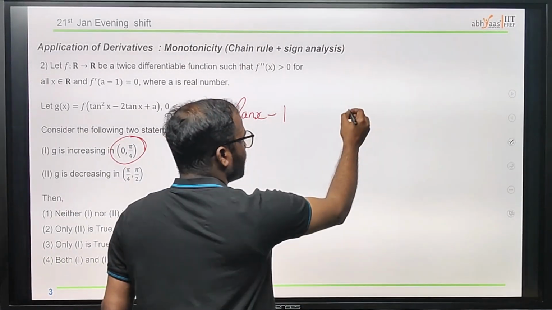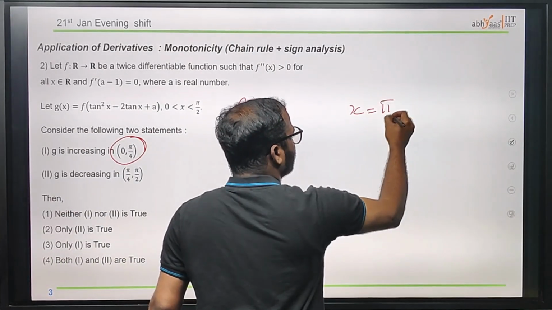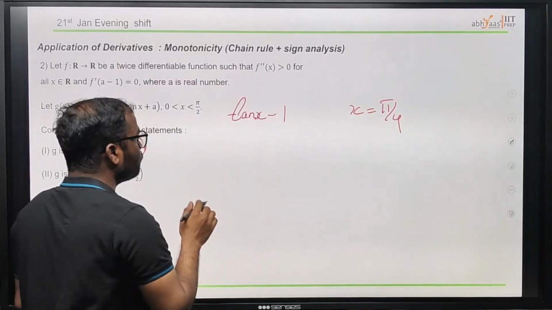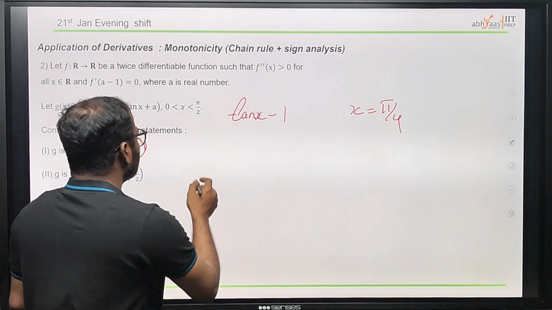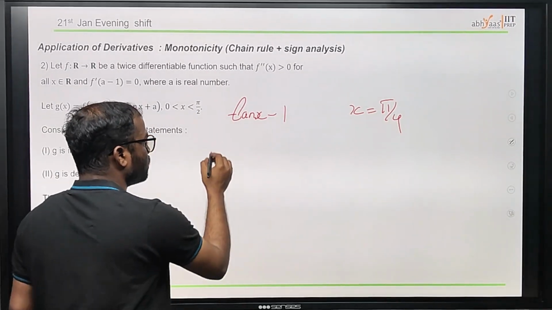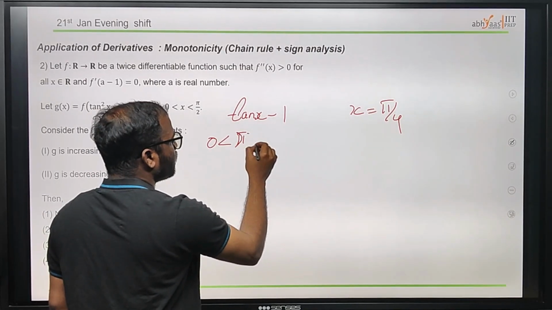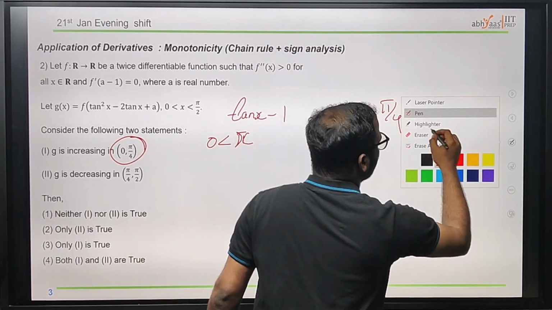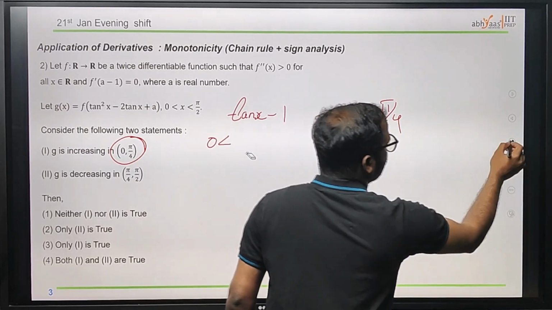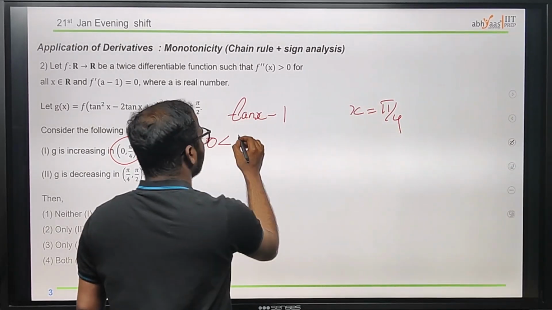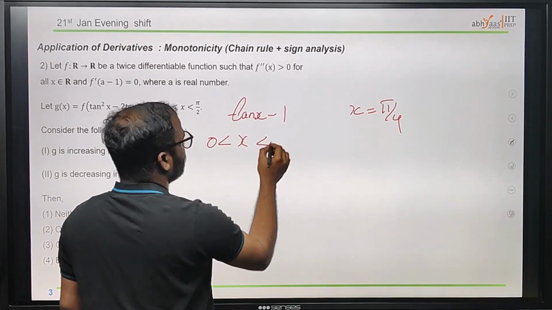Okay, when x is equal to pi by 4, just consider that. Now we need to check whether in this interval it is increasing or decreasing. Okay, if in this interval we have x between 0 and pi by 4.